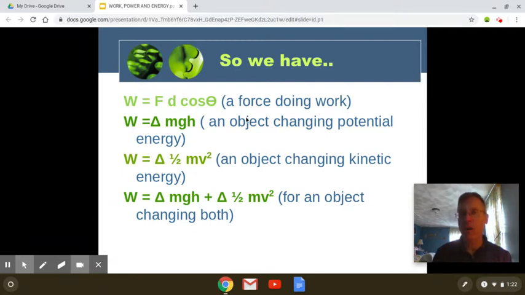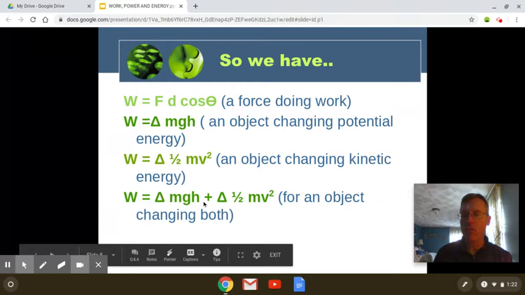Obviously, as you're doing a problem, if they give you the word force in it, then you're probably going to use this version. If you see an object being lifted or an object being dropped, you're probably going to use this version. If you see an object being speeded up by a force or slowed down by a force, you'll use this version. And if you see an object changing height and speed at the same time, you're going to use both of these, okay, together.